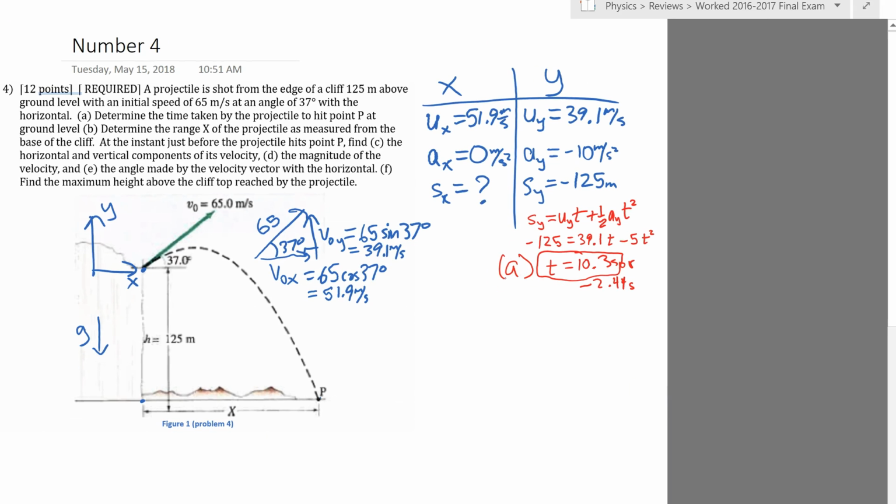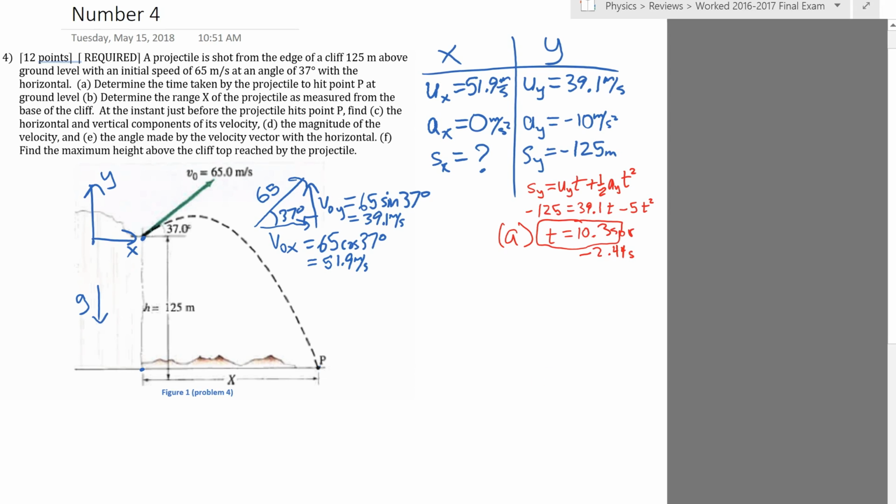That's A. B says, determine the range x of the projectile as measured from the base of the cliff, and then the next sentence is for C. So they want you to find how far out it lands from the cliff, or x, which is simple because in most projectile motion problems, the x direction has no acceleration. So it is just speed equals distance over time, pretty much.